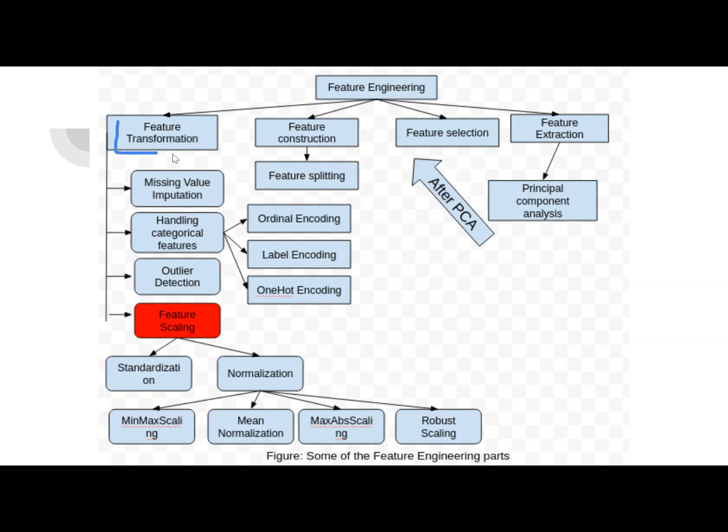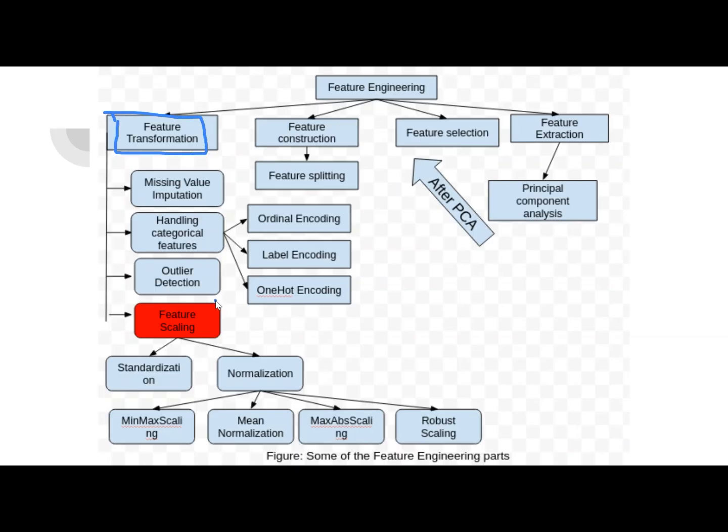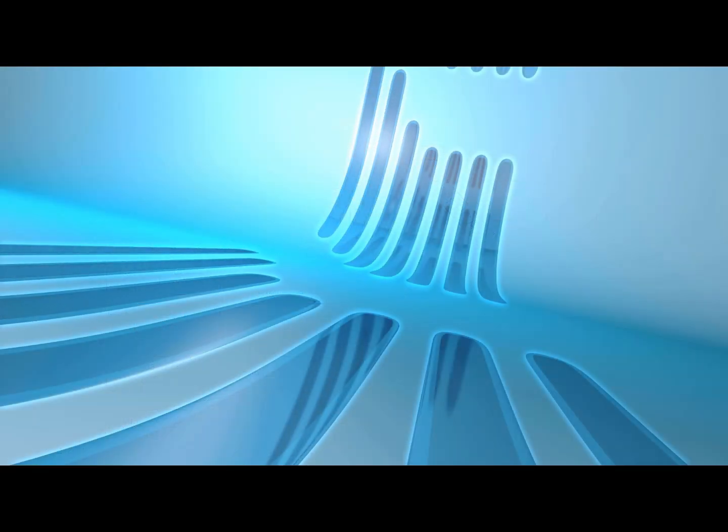Feature transformation. Feature transformation is closely related to scaling, as both techniques help to prepare your data for better model performance. It refers to changing the form of the features to make them more suitable for the model. This can involve techniques like logarithmic transformations, square roots, or even polynomial features.